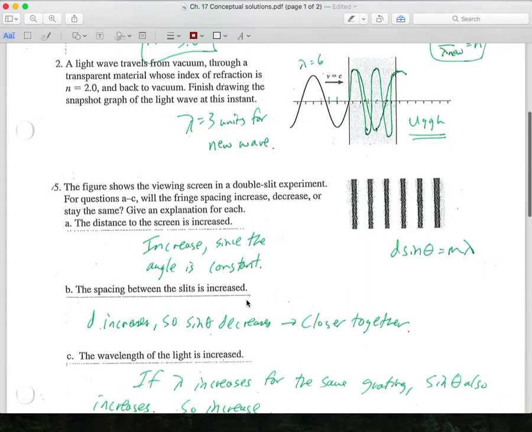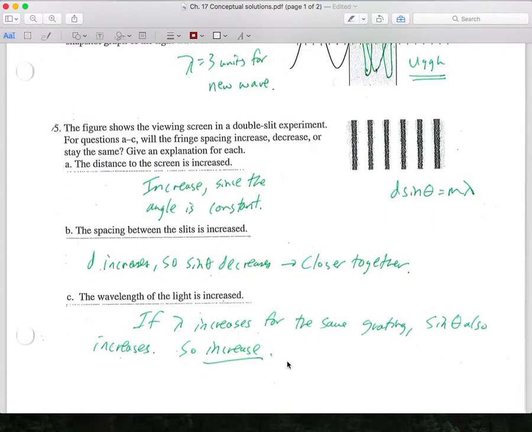Here, if the spacing between the slits is increased, that means d increases. Therefore, if we've got the same color of light, looking at the same particular order number, which I've described in an earlier Ed Puzzle, then if the right side of the equation stays the same and d increases, then sine theta has to decrease. So the fringes would get closer together. If the wavelength is increased, again for a given order number and the same slit spacing, if the right side of the equation increases, the left side would have to increase. So longer wavelength means bigger angle, so the spacing between the fringes would increase.